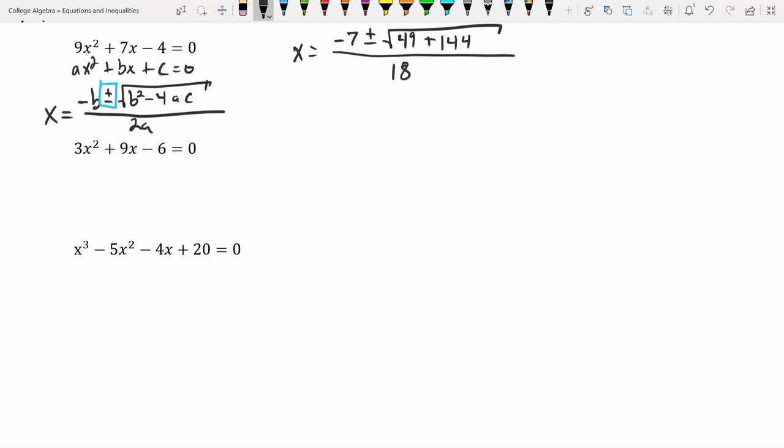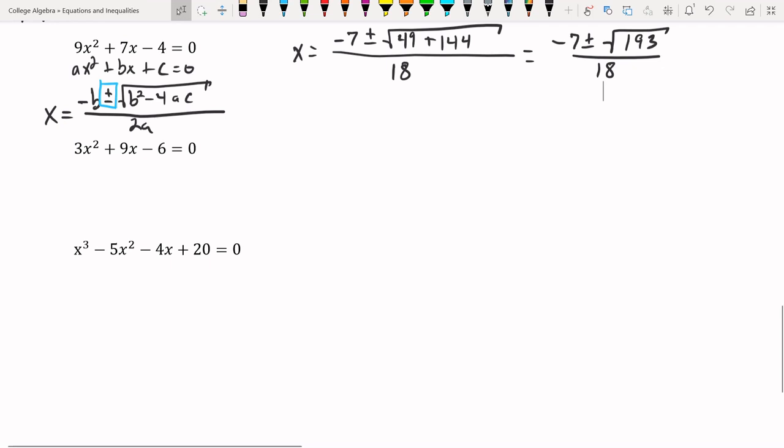Now all I'm going to do is simplify this as best I can. See what we get. Negative 7 plus or minus the square root of 144 plus 49, which is 193, over 18. And can we reduce 193? I do not believe it is.